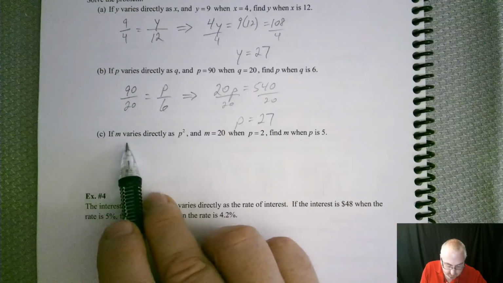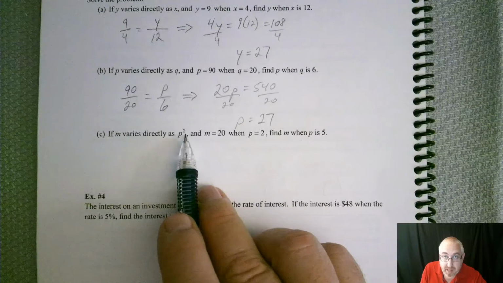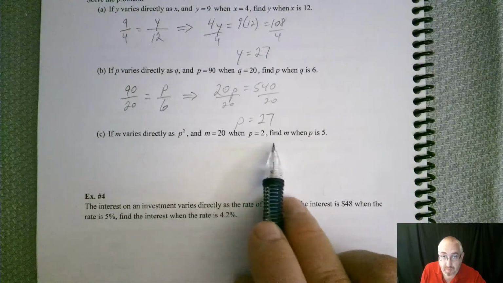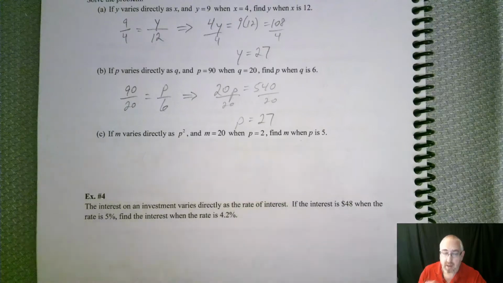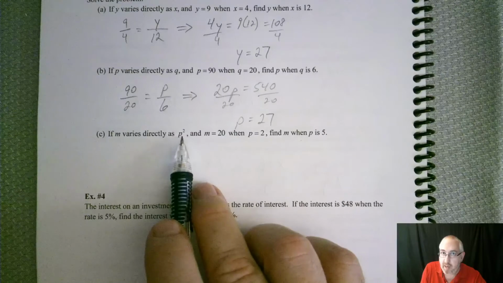If m varies directly as p squared, p to the second power, and m is 20 when p is 2, find m when p is 5. Okay, so this one's a little different because it's got that exponent in there. So we do have to be careful how we set it up.